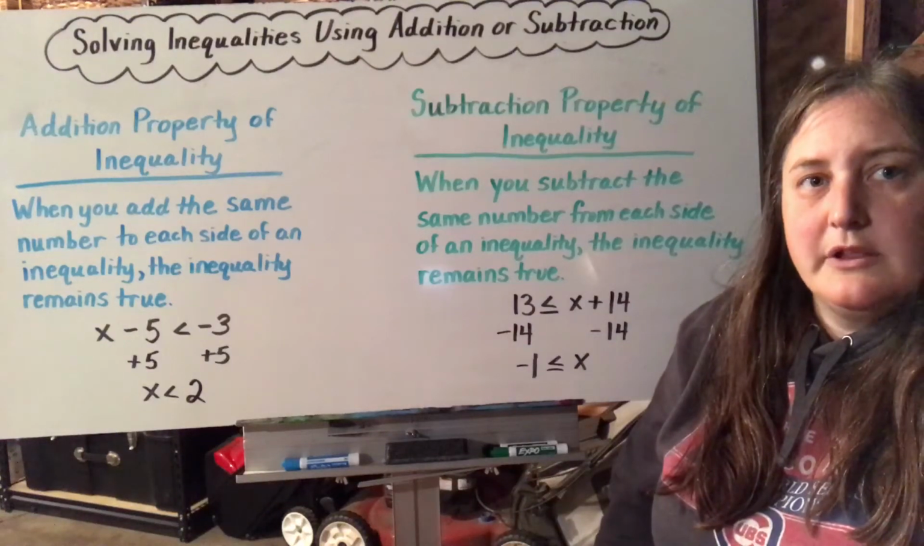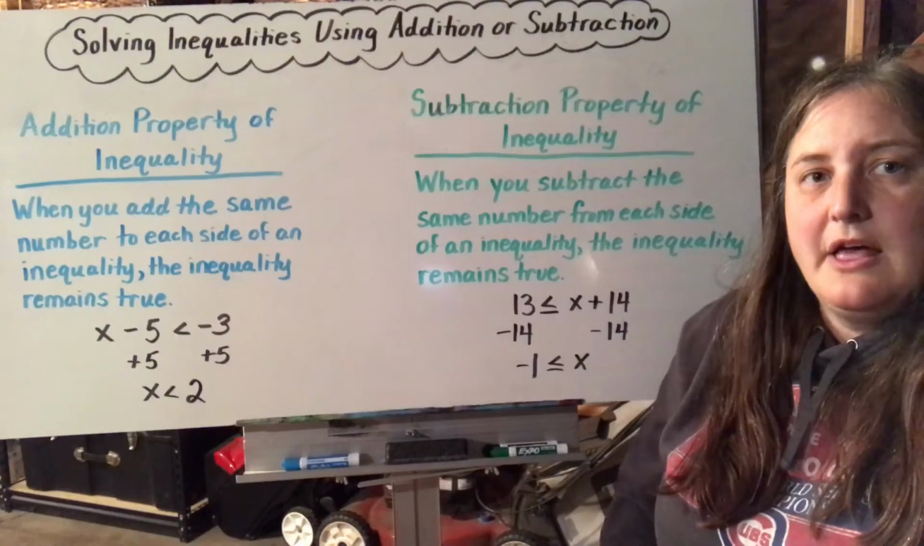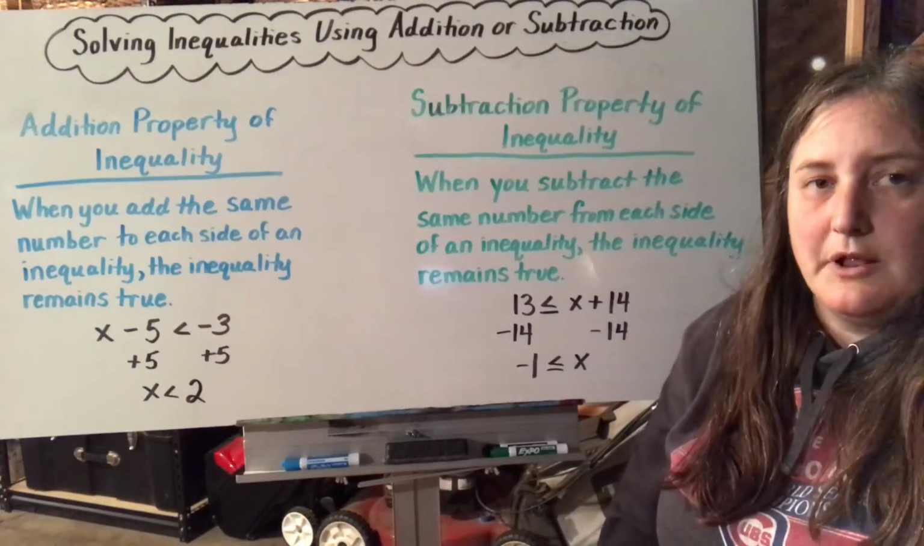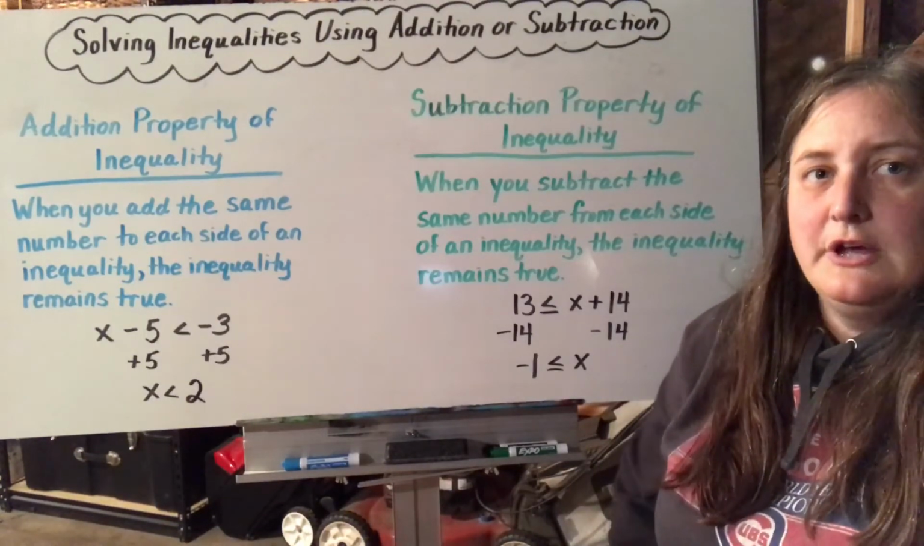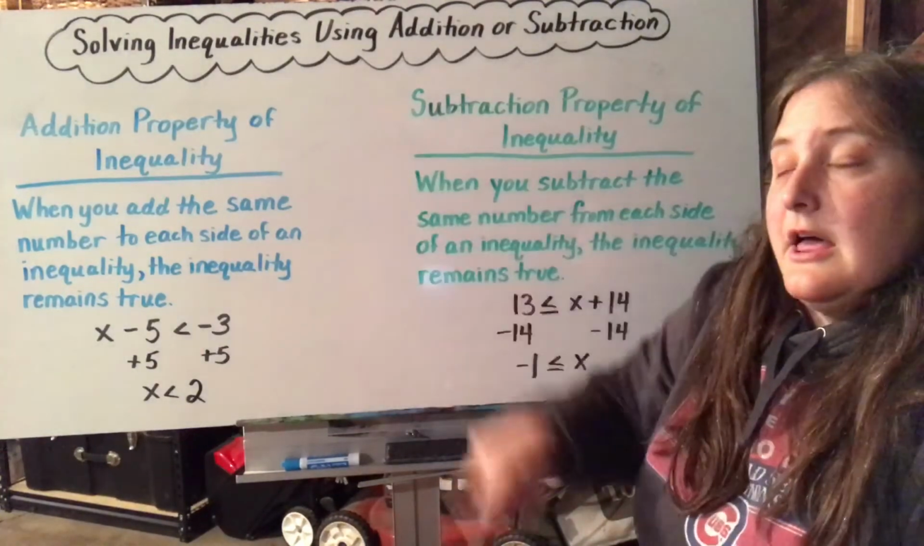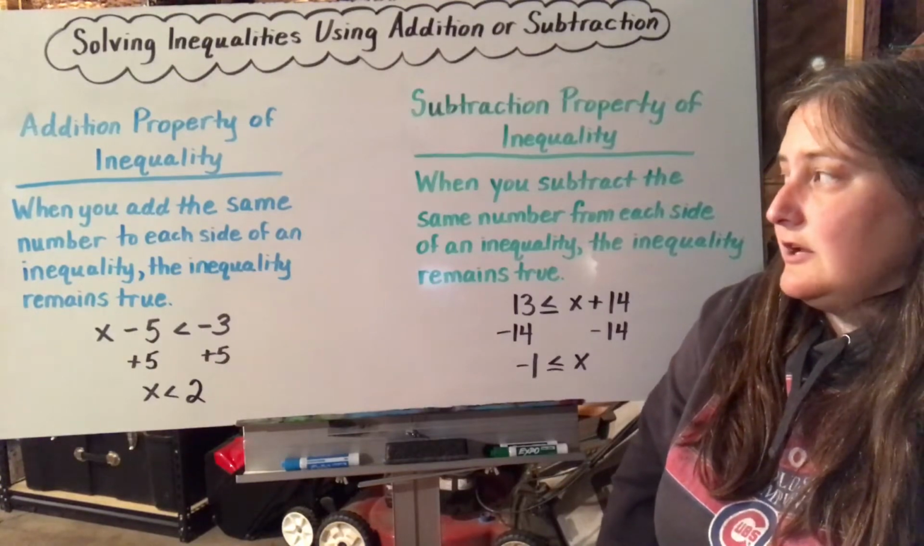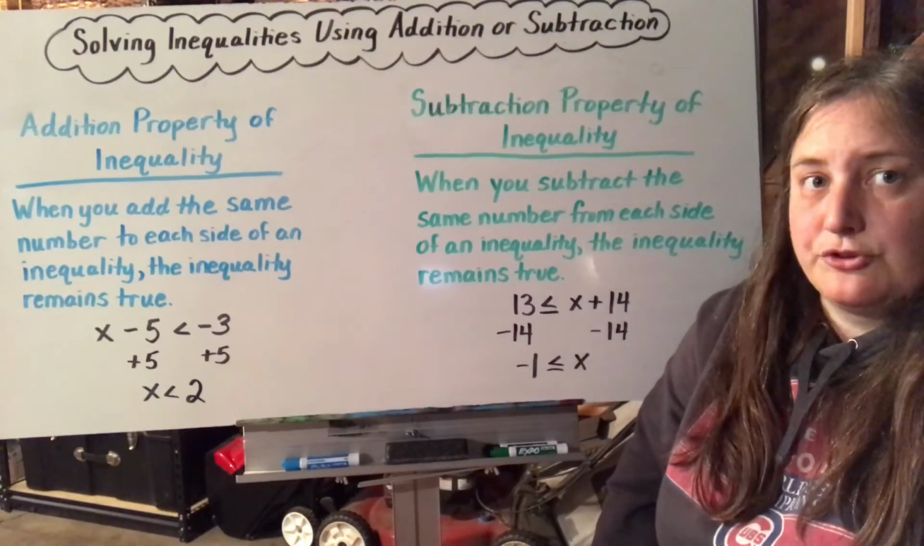Today we're solving inequalities using addition and subtraction, and we're going to look at two key properties that help us solve inequalities using addition and subtraction. First, we're going to investigate the addition property of inequality. This property states that when you add the same number to each side of an inequality, the inequality remains true.